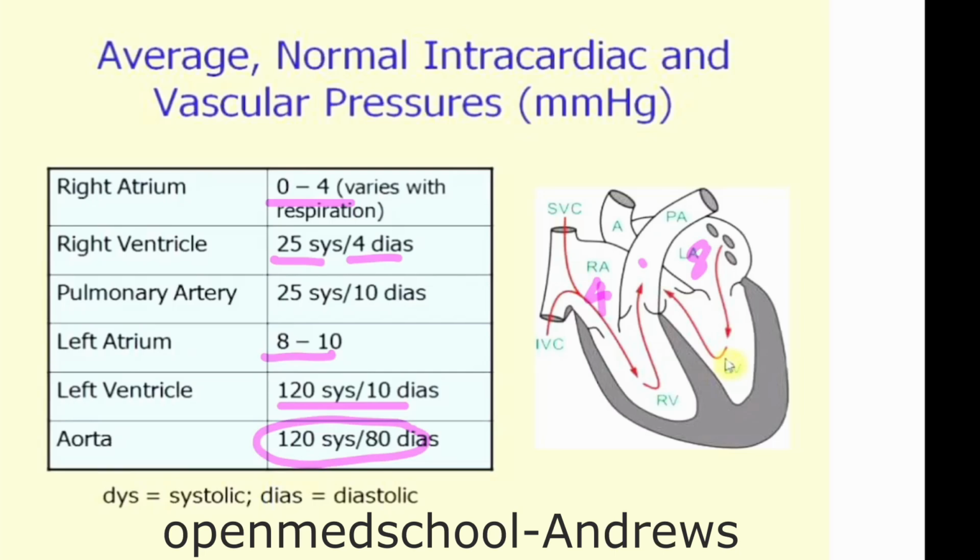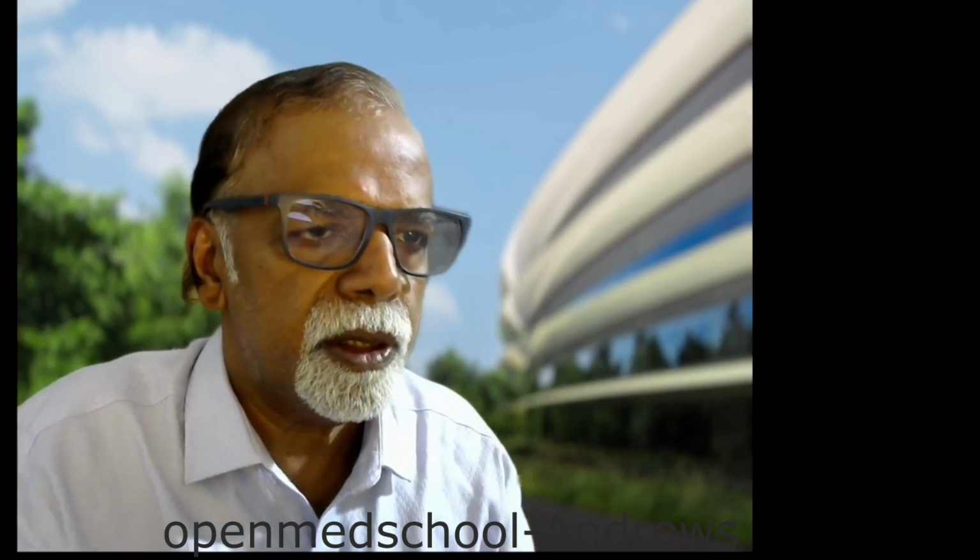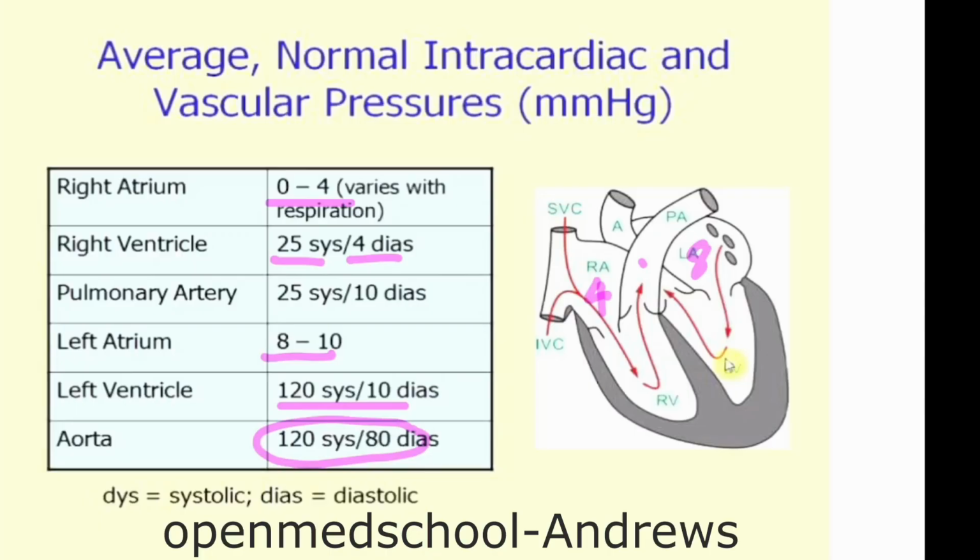So fundamentally, right atrial pressure is 0 to 4, left atrium is double, around 8 to 10, and the right ventricle is 4 diastolic and 25 systolic. Pulmonary artery, the systolic will be 25 and diastolic will be 10. And the left ventricle, 10 in diastole and 120 in systole, and aortic pressure, easy to remember, 80 to 120. You should try to remember this, draw the picture and write down the values, and only then can you remember it.